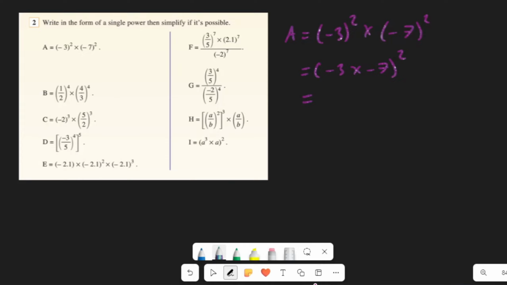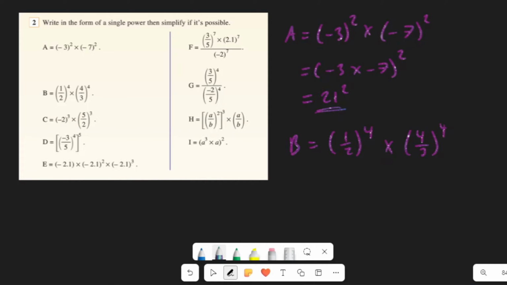This will give us 2 to the power of 1 and a positive number, as you can see. Moving on to part B, where we have (1 over 2) to the power of 4 multiplied by (4 over 3) to the power of 4. Like last time, we look at the base first.